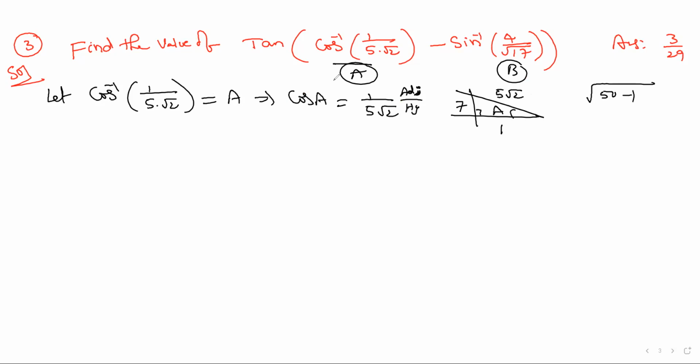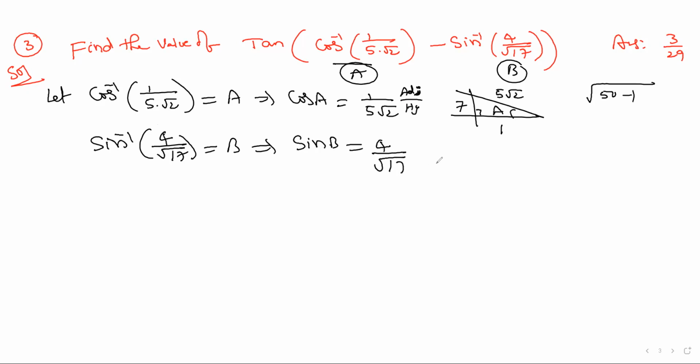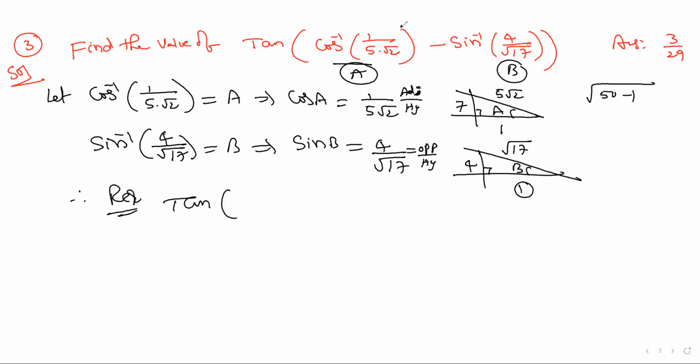Okay, next is the second inverse trigonometric function. We take B. Sin inverse of 4 by root 17 is equal to B. We get sin B is equal to 4 by root 17. According to this triangle, one of the angles is B. What is the formula? Opposite side by hypotenuse. Opposite side is 4. Hypotenuse is root 17. Adjacent side is 1. Now write what is required here. Tan of, here the first function we place as A.